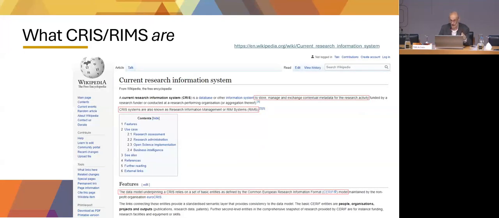So with regard to current research information systems, there's this Wikipedia page only in English defining these databases to store, manage, and exchange contextual metadata to comprehensively describe the research activity that is typically carried out at an institution. So this would be an institutional CRIS, or perhaps funded by a specific funder.